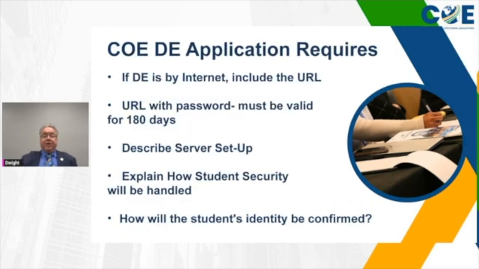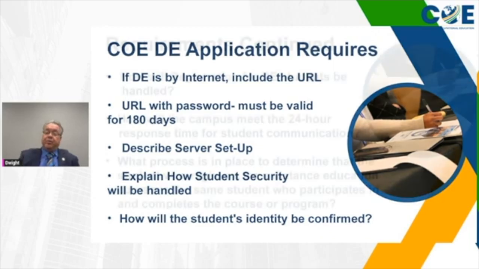The DE application requires you to include your URL address if it's delivered through the internet. Your URL address, ID, and password must be valid for 180 days. That is so that the staff can review it initially and then the reviewers can check it out later. You're going to describe your server setup. You explain to us how you handle student security and how the student's identity will be confirmed.